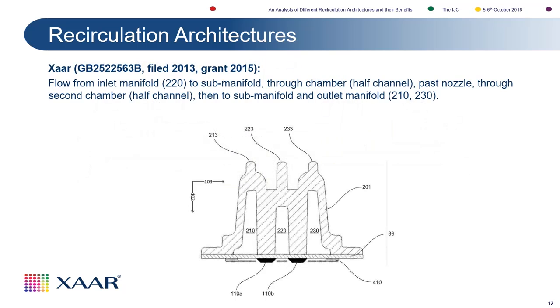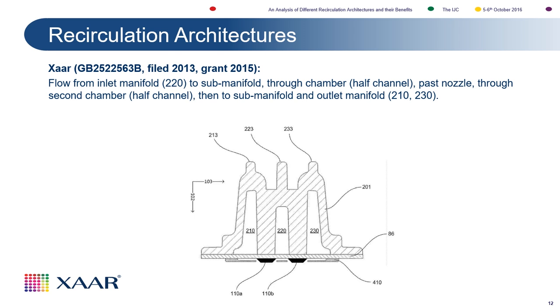If we get on to Xaar, we'll keep Xaar to last, I think. This was filed in 2013 to grant it. And I've done it in two diagrams here. So this shows the ink inlet, and this actually feeds two sets of actuators, quite short actuators, and that's the actuator outlet. And this is a dual recirculation path.